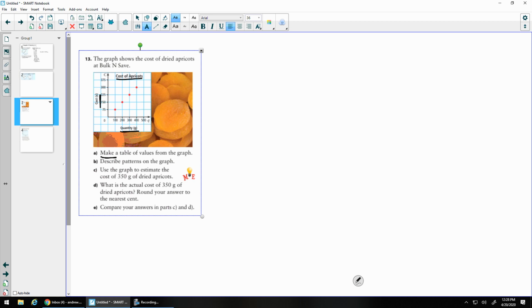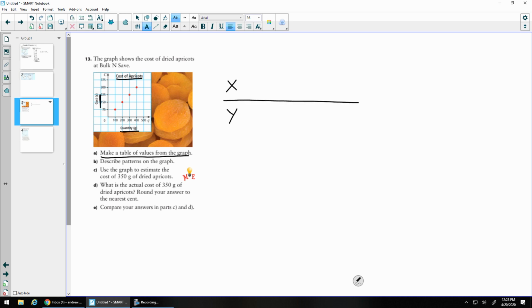So first, let's make a table of values from the graph. The x value, the quantity, always goes on the left, and the y value is always on the right. Or let's do it horizontal this time. So the x value goes on the top, the y value goes on the bottom. The x value on the horizontal is quantity in grams. And the y value is cost in cents.